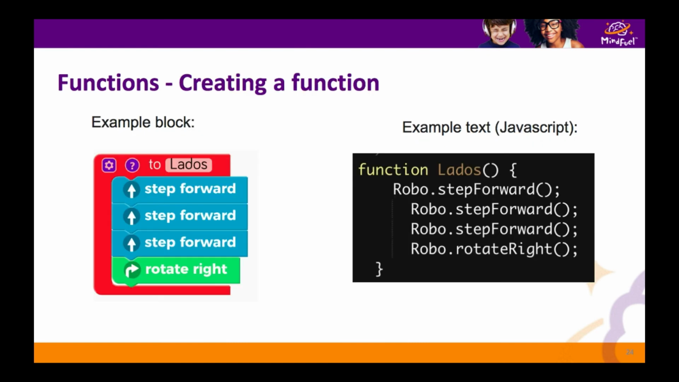Now, looking at our example of functions, looking at the block of code, you can see that a function named Lados was created and defined here. This is shown in the red block section. This function contains 4 coding blocks, telling the computer to perform the task of stepping forward 3 times and rotating right.